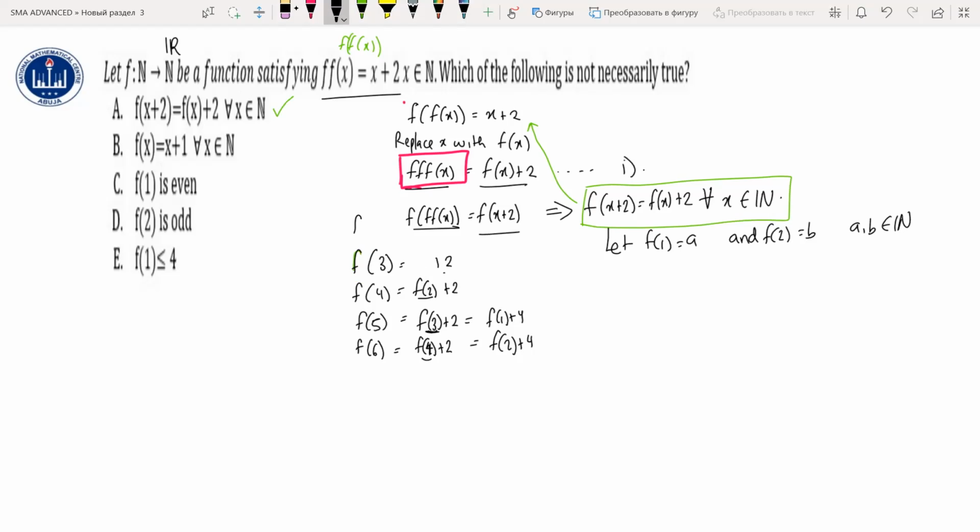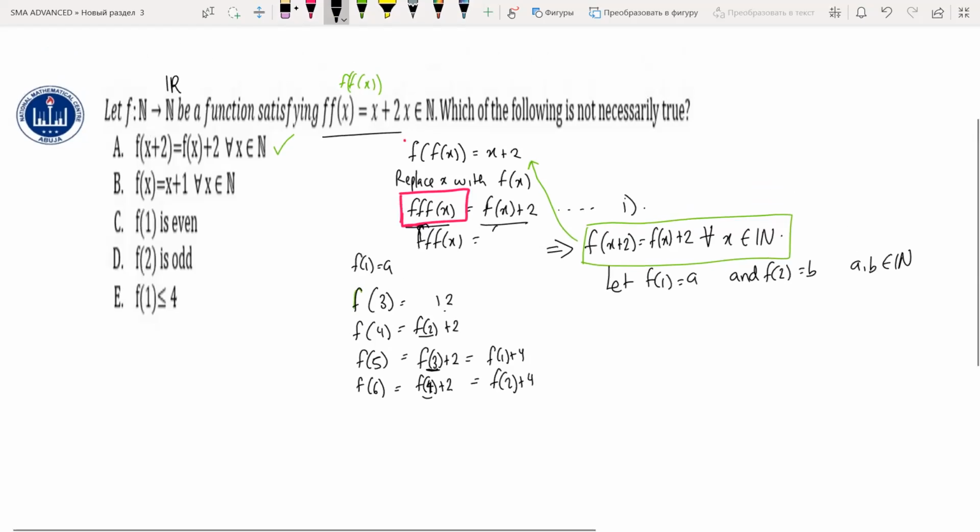So f of 1 is equal to a. Let me write f of 1 is equal to a. I can clean this out now. I believe we all remember the property. Let me write it above here: f of x plus 2. So f of 1 is a, f of 2 is b, f of 3 is a plus 2, f of 4 is b plus 2, f of 5 is a plus 4, and f of 6 is b plus 4.